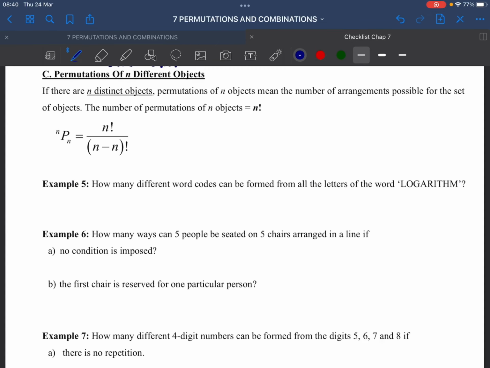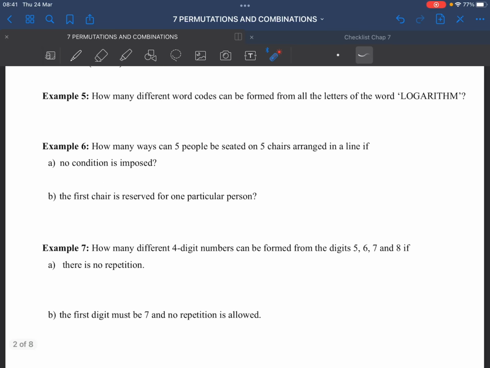So let's see. Here we have, if there are n distinct object, permutation of n object mean the number of arrangement possible for the set of objects. The number of permutation of n object is n factorial. Sama macam apa yang kita buat tadi lah. It can be written as nPn, which the formula is n factorial over n minus n factorial. You are going to end up with n factorial over 0 factorial, which is n factorial lah. So nPn is the same thing as n factorial.